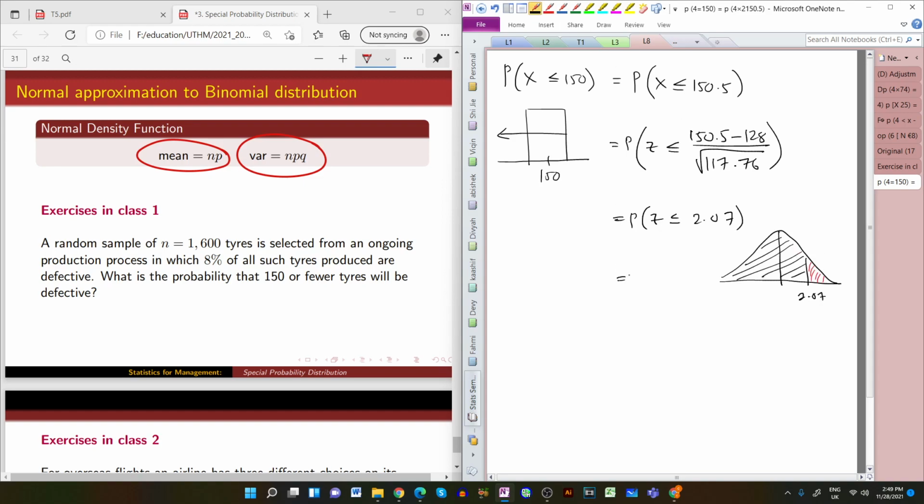If you use the table, I suppose you guys know how to use the table, this part you will get 0.0192. So if I want to find the black color shaded region, 1 minus this. That is the answer for this one.